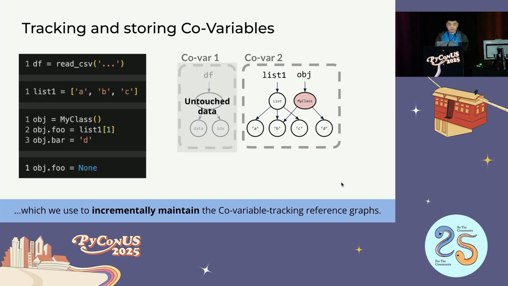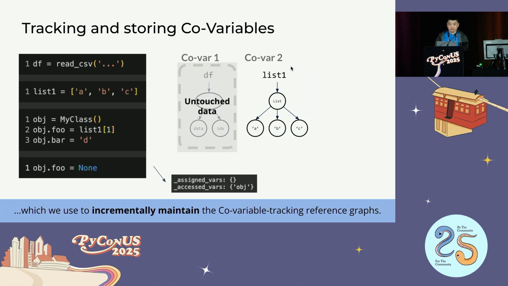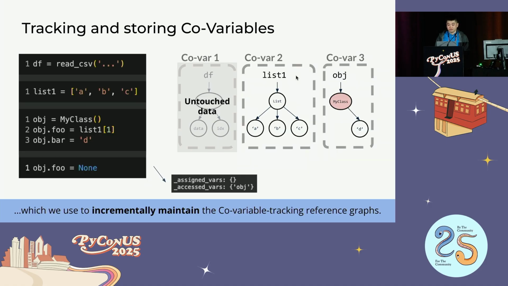Given these detection results, we can now use them to incrementally maintain the covariable tracking reference graphs. This first cell here, as we saw earlier, assigns to the variable object. So we are going to check within covariable 2 for updates. It turns out that my class no longer has a reference to B. So the change that this cell execution incurred was that covariable 2 is no longer one single covariable. Now we have two covariables, one each for list one and object. This would be the state delta of this cell execution, where the covariable consisting of two variables was deleted and two singleton covariables were created. And this is what we want to incrementally checkpoint.